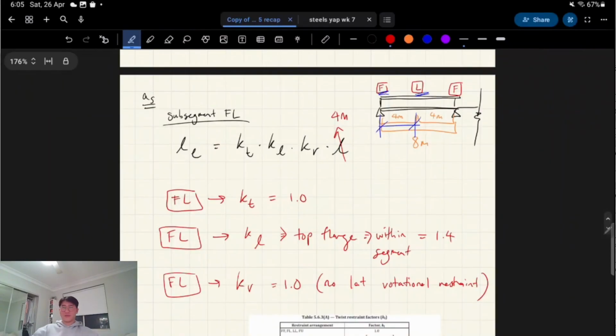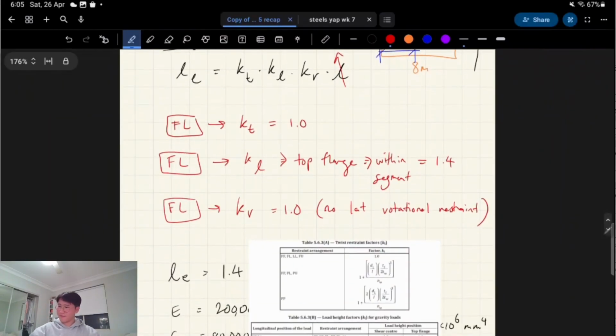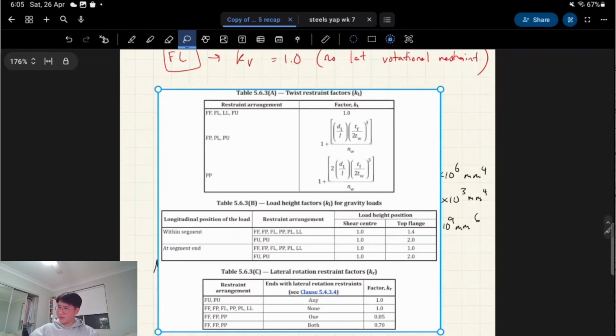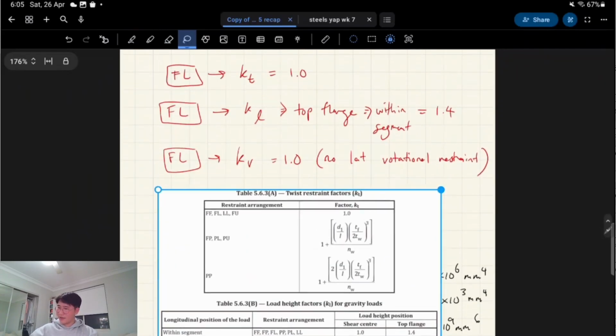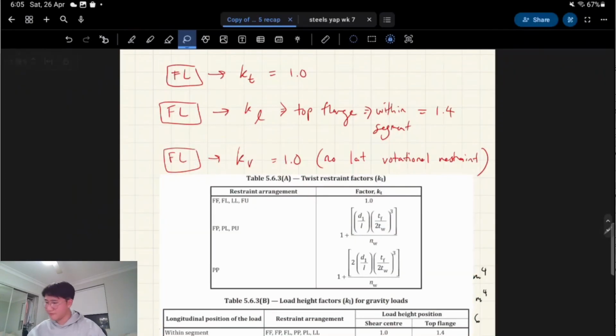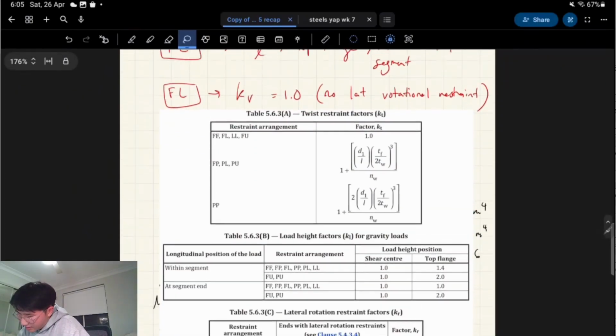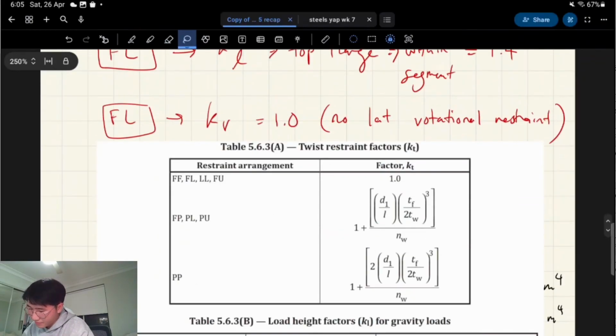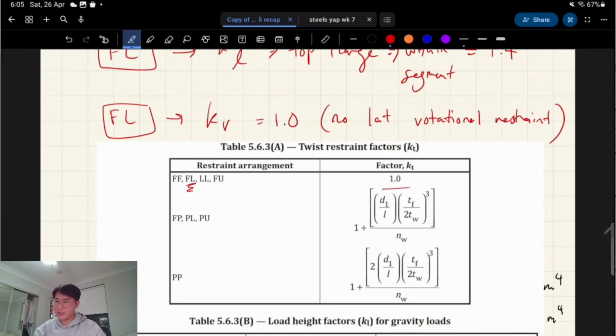So we have to multiply this by a couple of different factors. There's your KT, KL, and KR factors, which I have in this table here. For KT, we look at the restraint arrangement, and ours is FL, right? So for FL, we just have a restraint of 1, so we don't have to do anything else there.